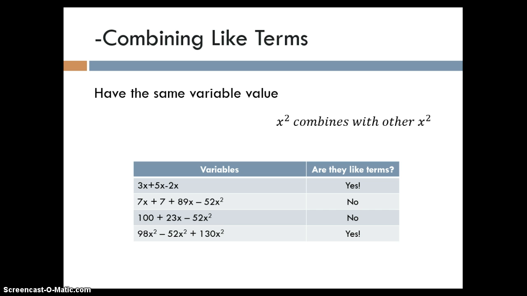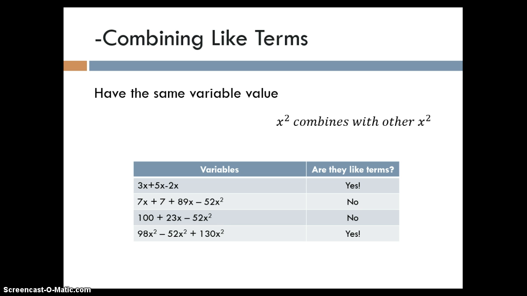So for the first example, 3x plus 5x minus 2x. They all have the same variable value because they all have one x, which means you can combine them all. And when you combine them all, you only combine the coefficient in front. So it would be 3 plus 5 minus 2. So 3 plus 5 is 8, minus 2 is 6. So the answer would be 6x, because you were able to combine them with the like terms.